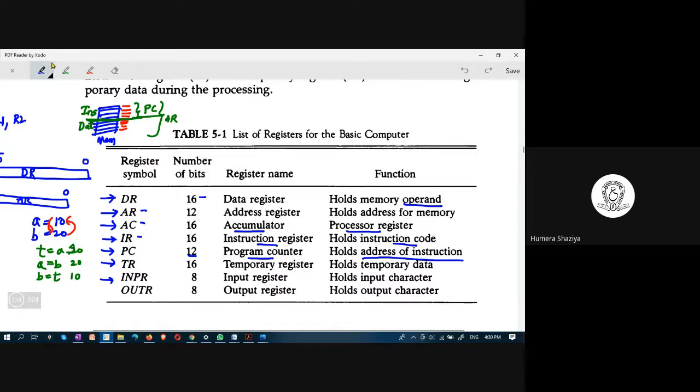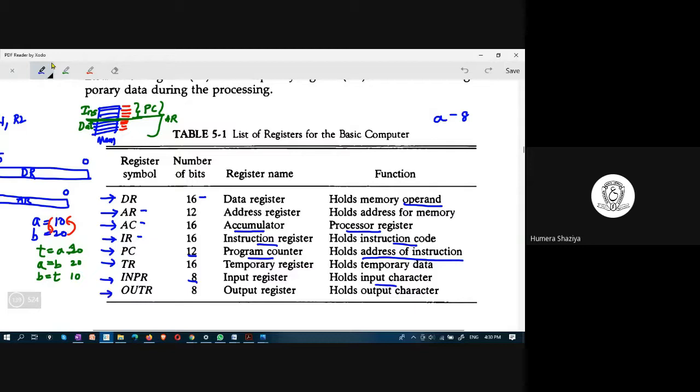INPR is the input register. Its size is 8 bits and it holds the input character. From the keyboard, when you press A, this A has 8 bits of code. Where will it be stored? It will be stored in the input register.